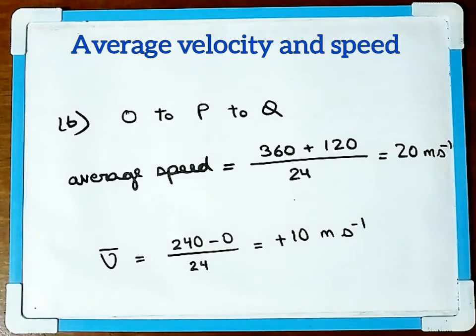So here we can see that the average speed is 20 meter per second and the average velocity is 10 meter per second. So these two quantities are not the same. Only when they travel in the same direction and their path length is equal to the displacement will the average speed and average velocity be the same.